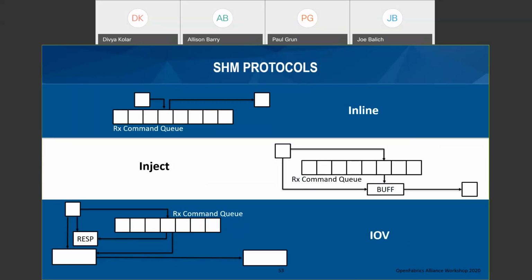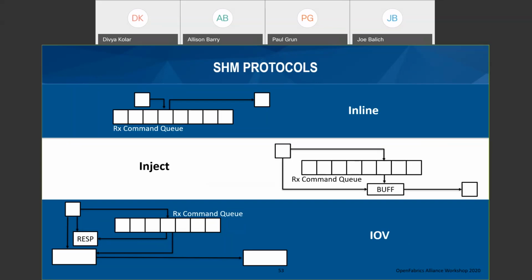And then finally, a rendezvous protocol where the sender saves the virtual addresses of the source IOVs as well as an offset to the response status of the operation into the source peer's response queue. The receiver will then do a CMA read of the source data and update the response status once the operation is complete. So this is used for messages larger than 4K in order to avoid that double memcpy involved in buffering the data into the command or inject buffer.